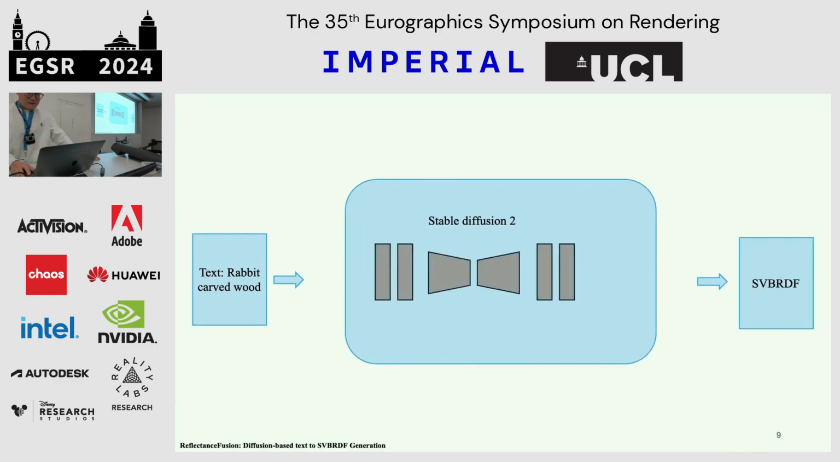Our objective is clearly defined on this slide. The left and the right are our objective. We want the text input, for example carved wood, as input and the SVBRDF as output. Next it is time to design the model. We began by considering how we could achieve this using powerful tools, diffusion models. Our initial strategy uses Stable Diffusion, freezes the main UNet component, and trains all the decoders.